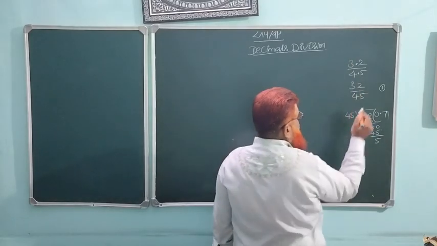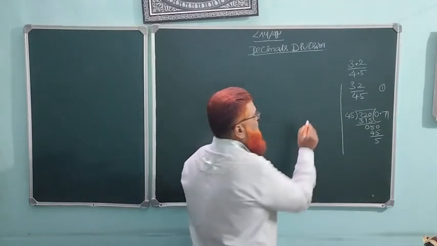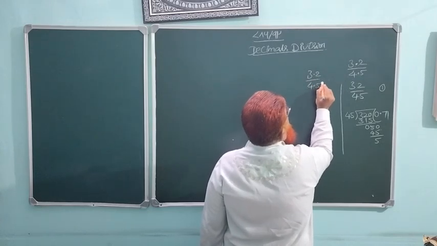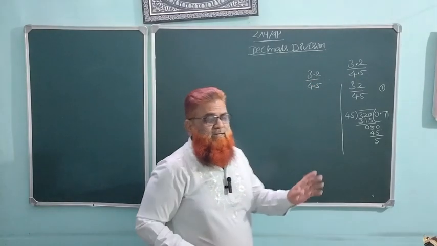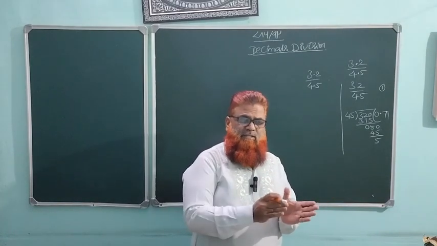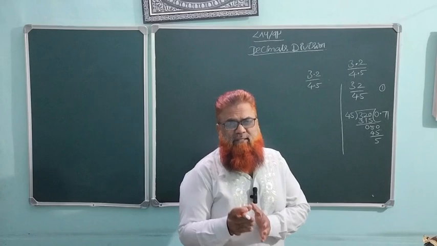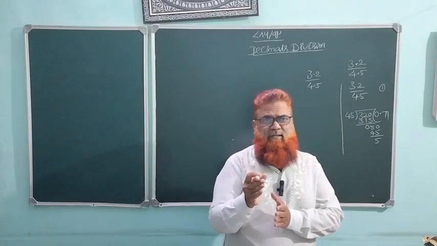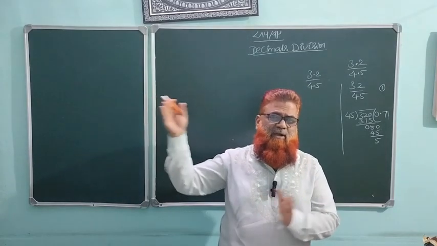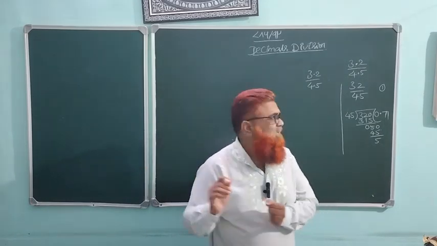This is the answer. The other method is for the same problem, 3.2 by 4.5. What is the decimal place value? Decimals have a place value. The first place in the decimal part is called 1 by 10th. The second place is called 1 by 100th. And the third place is called 1 by 1000th, and so on, just as we follow place value in whole numbers.